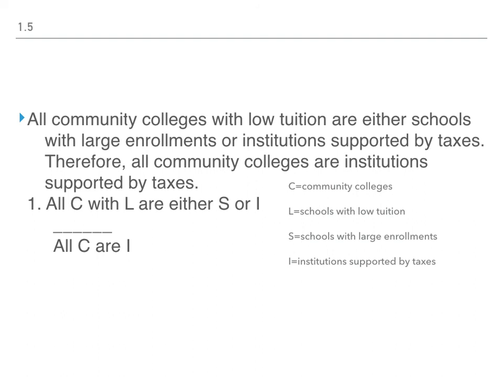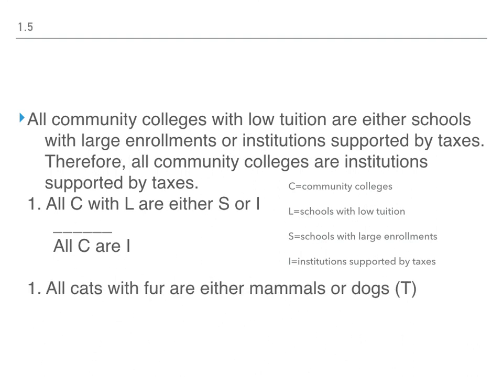It's a little bit hard to think of a counterexample, but it's luckily not that difficult because you could take this one. All cats with fur are either dogs or mammals. Okay, so that's true. And then, of course, the conclusion is going to be that all cats are dogs, which is false. So that shows that this pattern of reasoning is invalid.